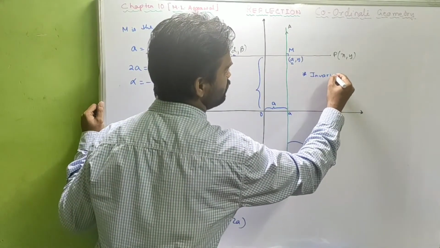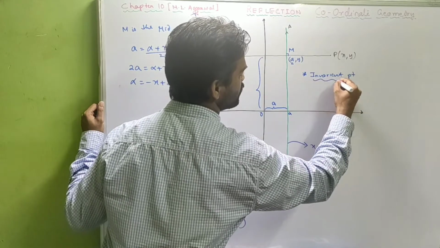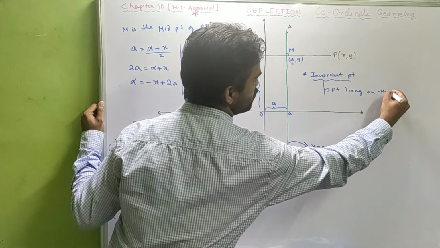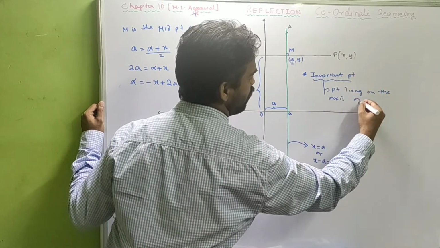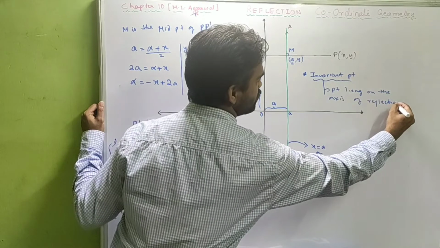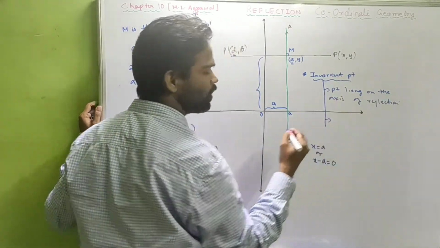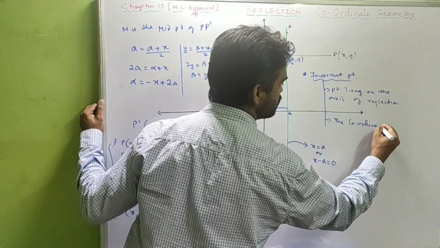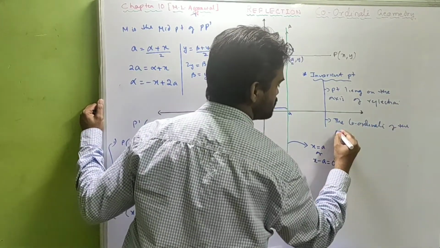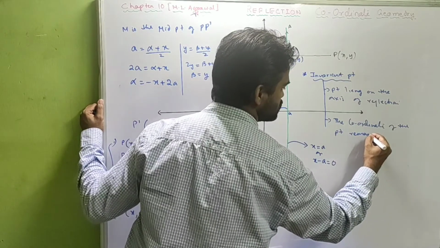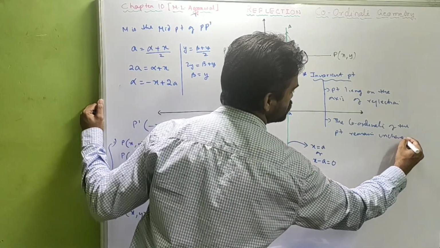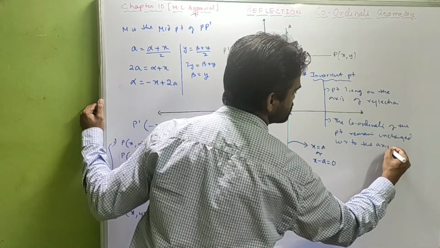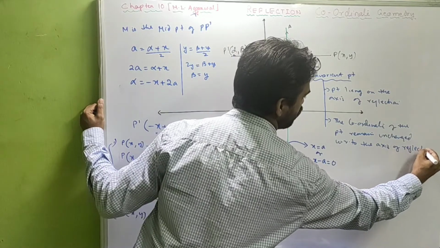Invariant point. Very important. What are invariant points? A point lying on the axis of reflection is known as an invariant point. The coordinate of the point remains unchanged with respect to the axis of reflection. What do you mean by that?